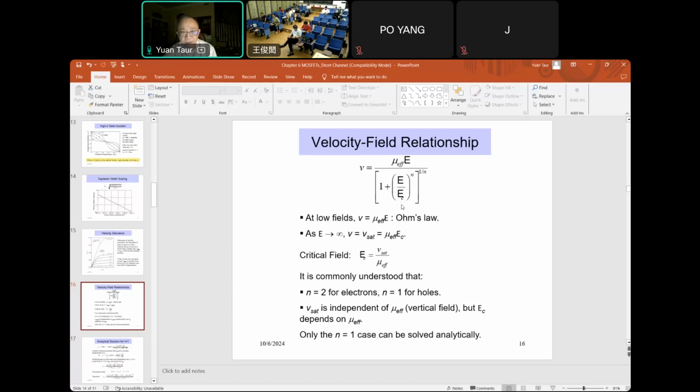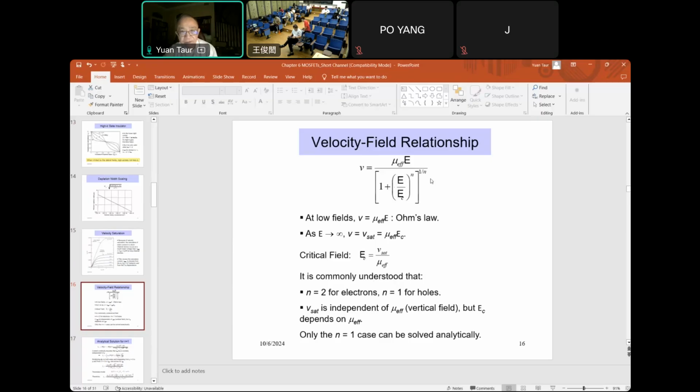This critical field is basically V set divided by mobility. Because when E is very high, the denominator becomes E over EC. And so the E will cancel, and then V is equal to mu effective times EC, which is V set. The factor n is a measure of how fast the carrier velocity saturates. Okay, the larger the n factor, the faster it saturates. Usually, electron has a larger n than holes empirically.